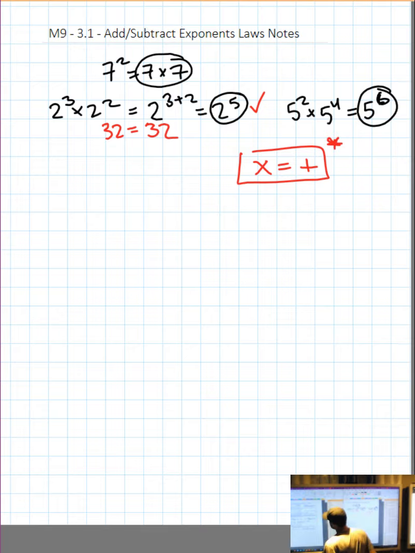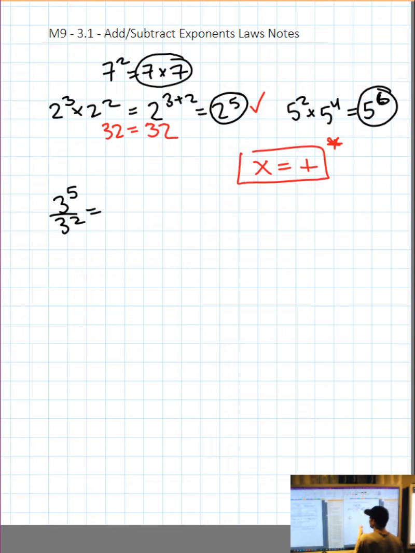Whatever. So now dividing with the same base. So let's take something like 3 to the 5 over 3 squared. So as you can see in the notes, 3 to the 5 is 3 times 3 times 3 times 3 times 3, 5 3's. 3 squared is 3 times 3 on the bottom.